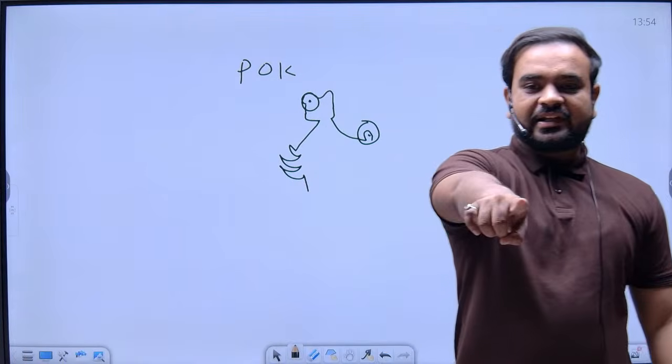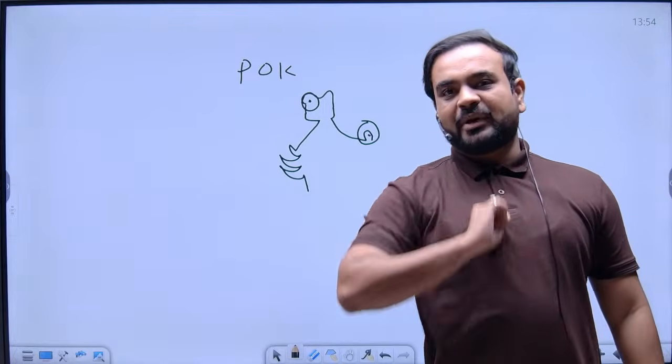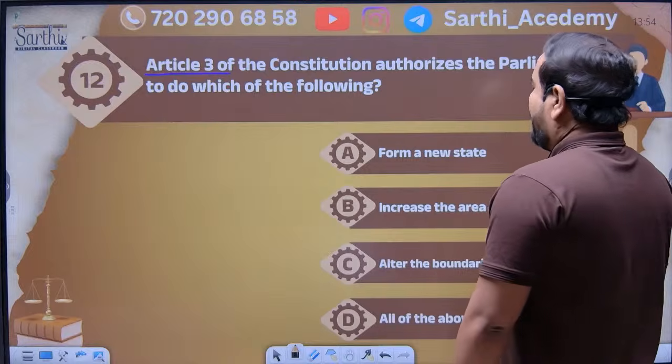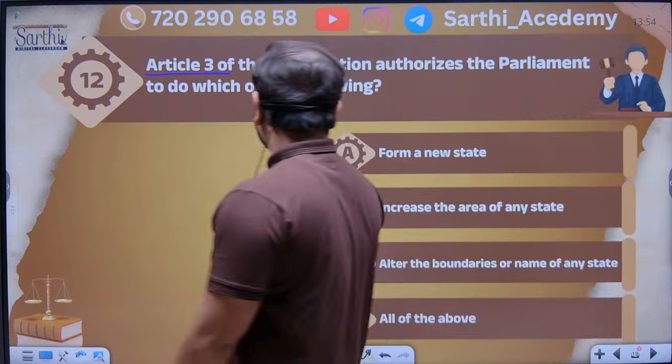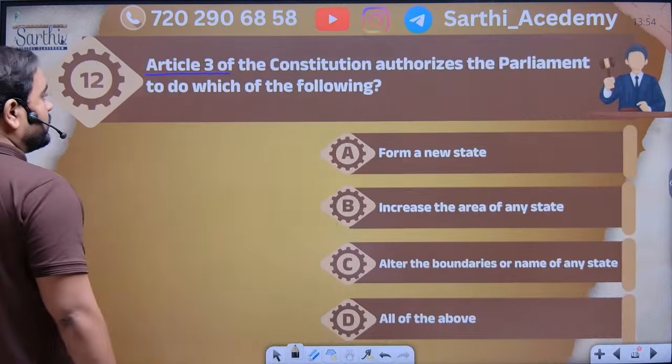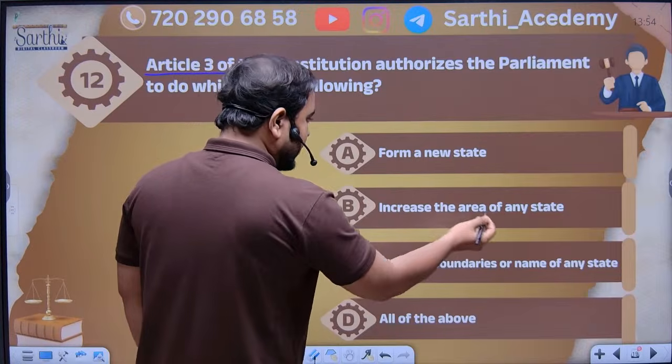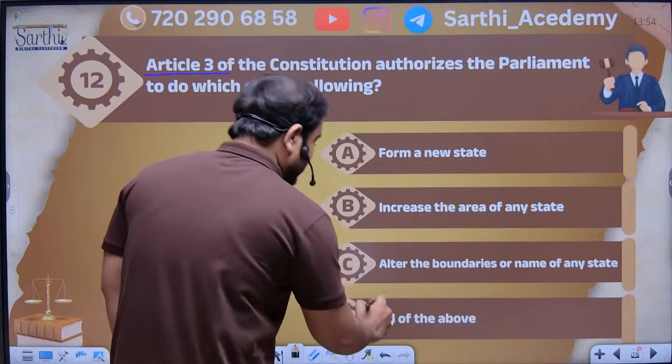I hope it is clear, and agar it is clear, please comment like this कि yes, it is clear, so I can go further. Okay, please answer. Article number 3 of the constitution authorizes the parliament to do which of the following? Form a new state, increase the area of any state, alter the, okay, all of the above.